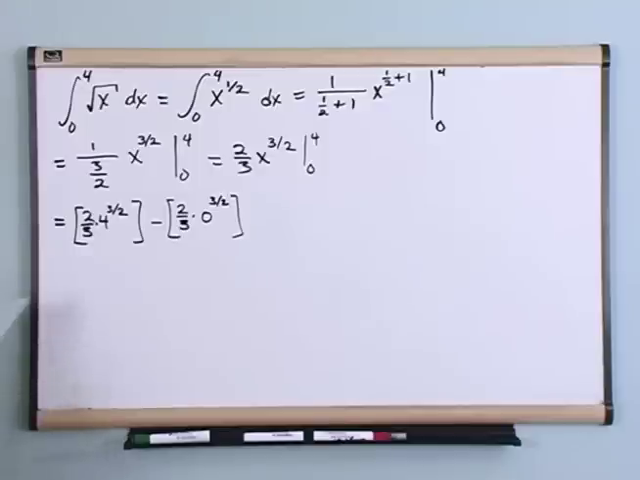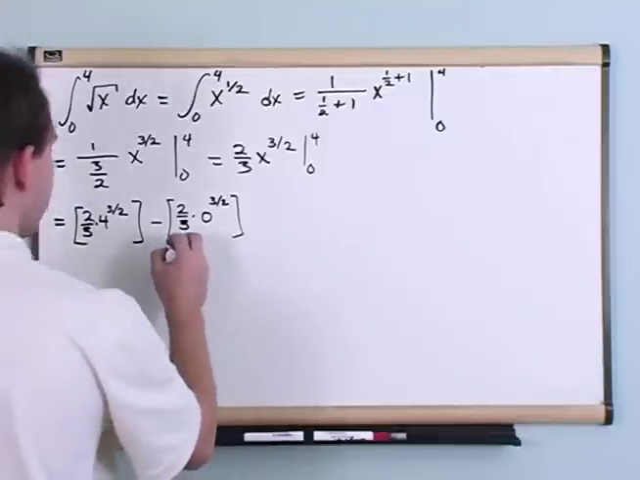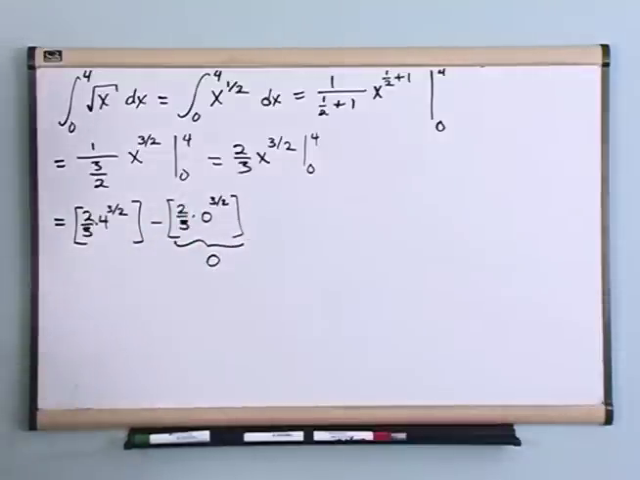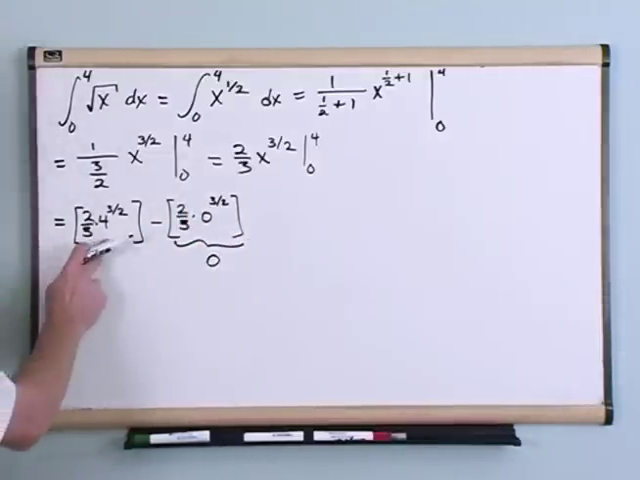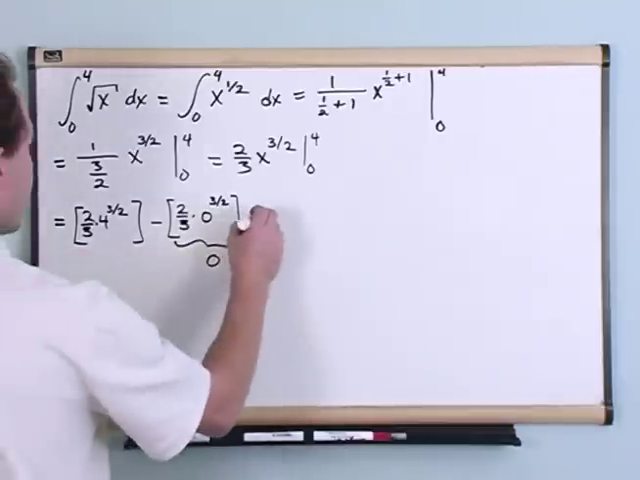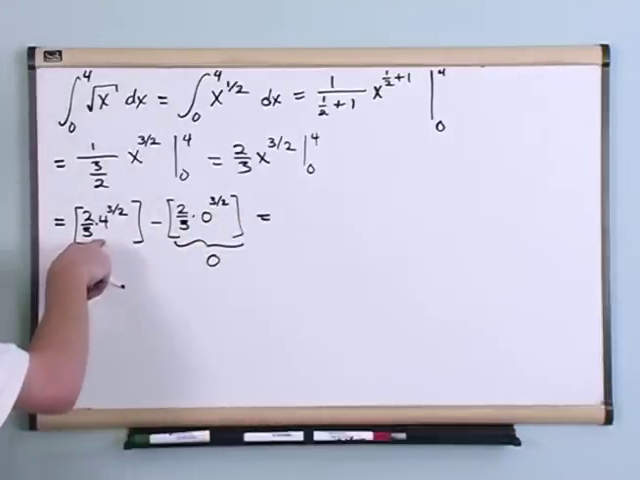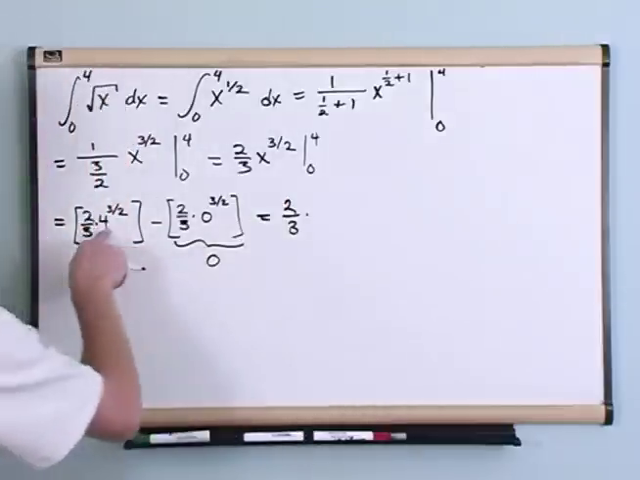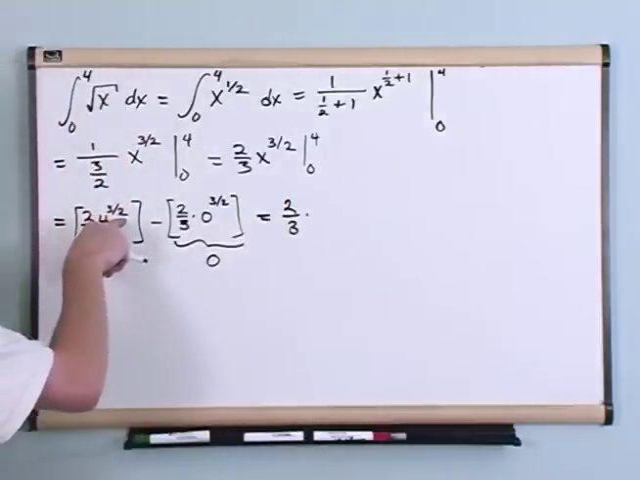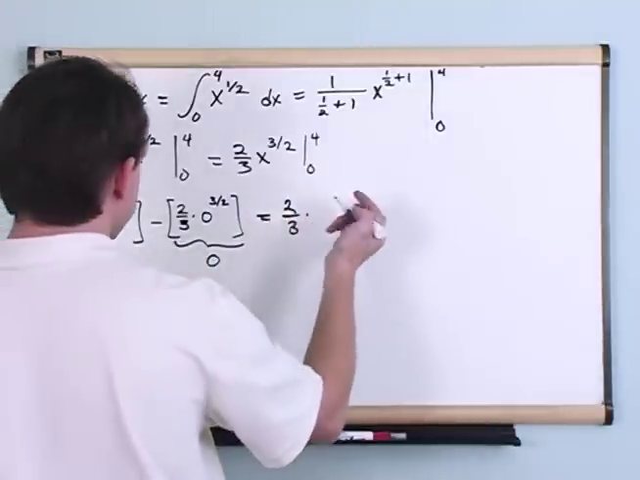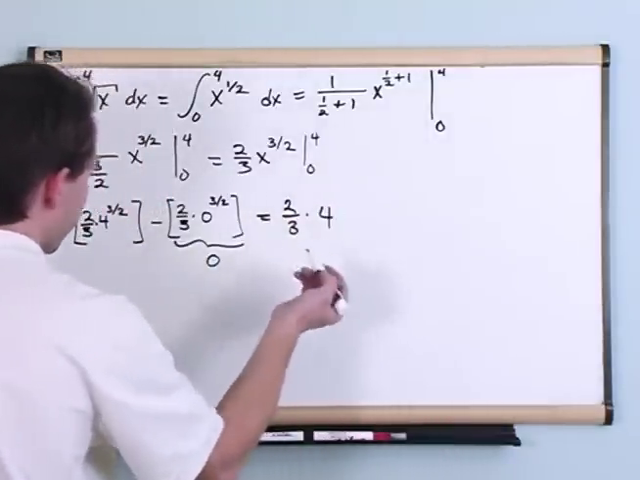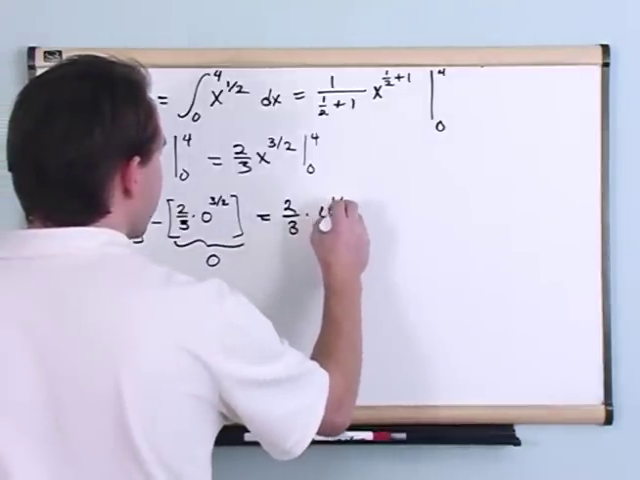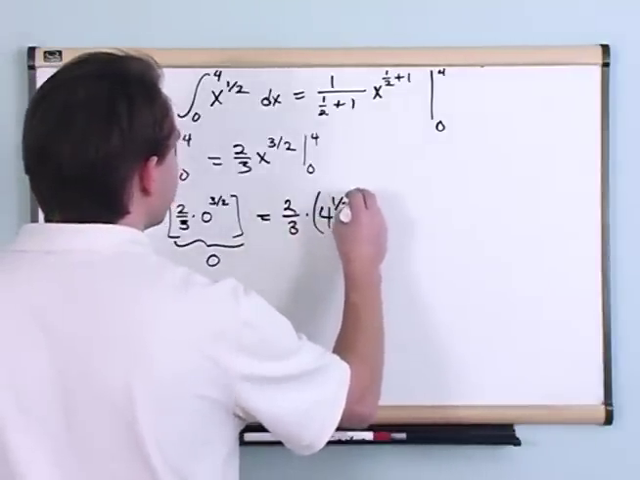Now, I think you can convince yourself that this term is going to be 0, because 0 raised to any power is 0. So this term goes away. But this term doesn't. So when we work with this term here, you're going to have 2/3 times, notice this is 4 to the 3/2. Another way to write this, you could simply put it in your calculator, but if you didn't want to do that, this would be 4 to the 1/2 raised to the 3rd power.